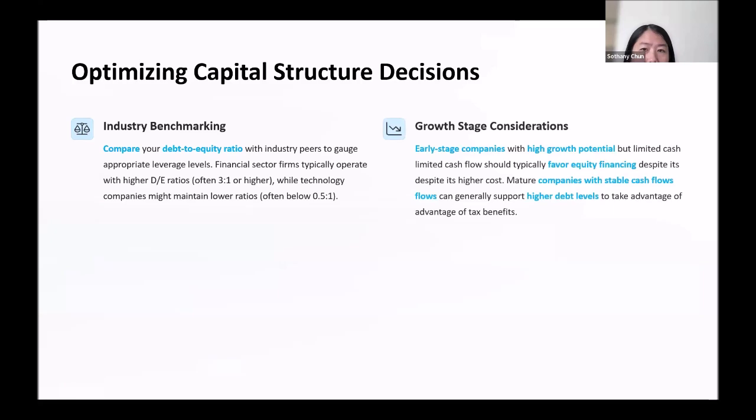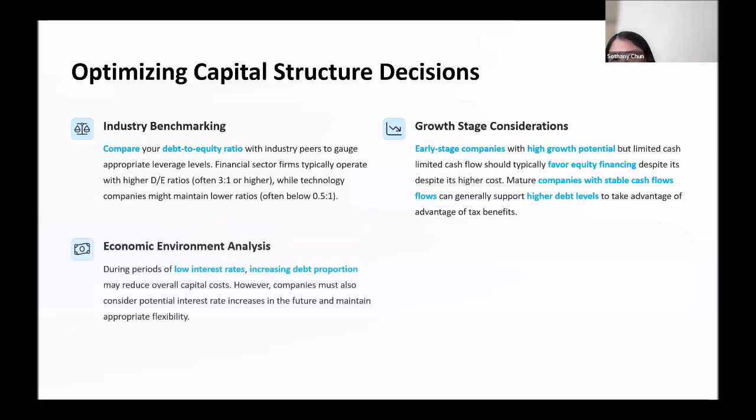The next one is the growth stage consideration. For an early stage company, a startup company with high growth potential, it would be favorable to use equity financing because it gives access to the expertise from the investors and lower risk on the financial repayment compared to debt. While for a mature company with stable cash flow, debt is one of the options.